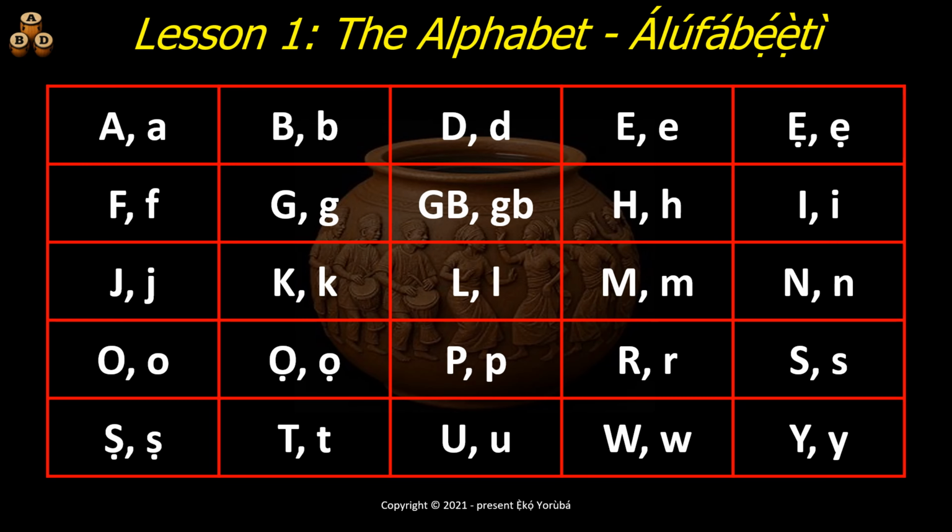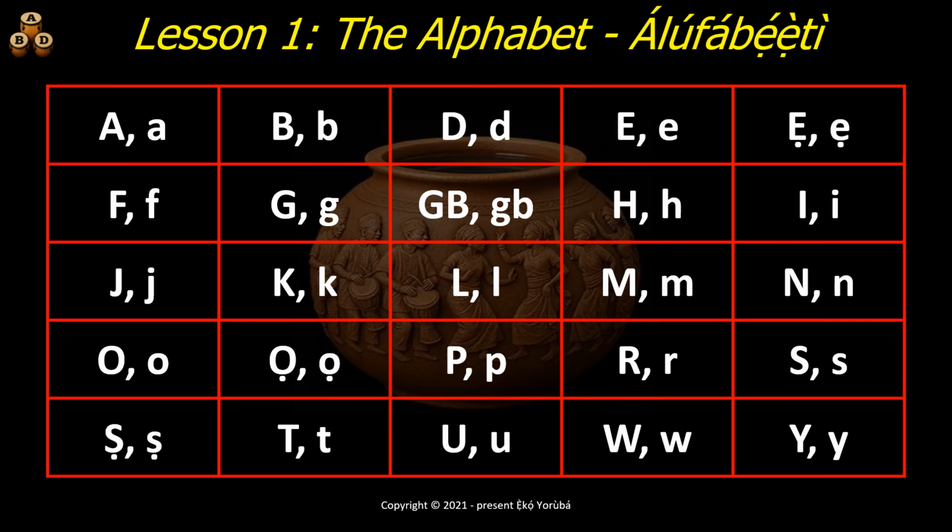The English alphabet has 26 letters. The Yoruba alphabet has 25 letters. The English alphabet has 21 consonants. The Yoruba alphabet has 18 consonants. The English alphabet has 5 vowels. The Yoruba alphabet has 7 non-nasal vowels and 5 nasal vowels. English letters do not have diacritics. Some Yoruba letters have diacritics over and under them.